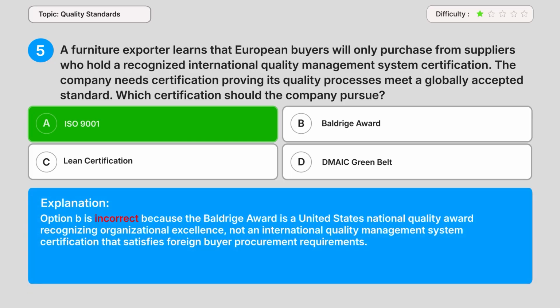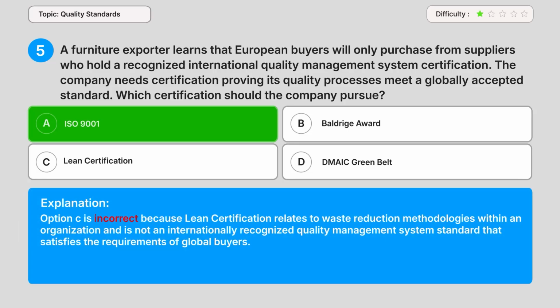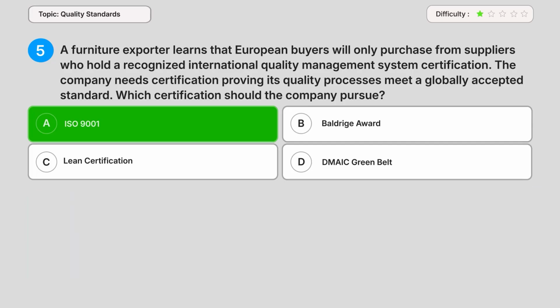Option B is incorrect because the Baldrige Award is a United States National Quality Award recognizing organizational excellence, not an international quality management system certification that satisfies foreign buyer procurement requirements. Option C is incorrect because Lean certification relates to waste reduction methodologies within an organization and is not an internationally recognized quality management system standard that satisfies the requirements of global buyers.